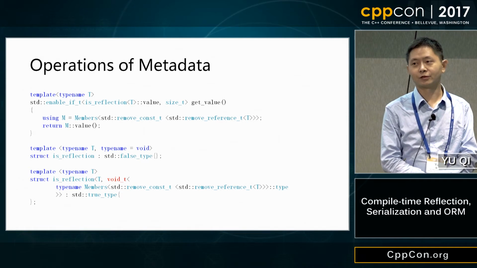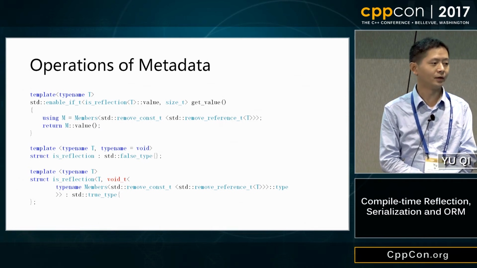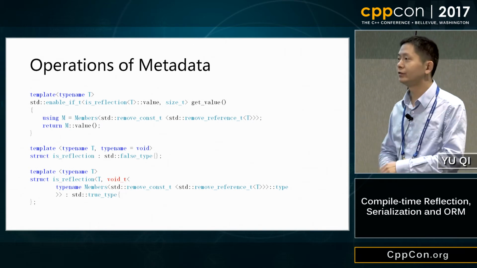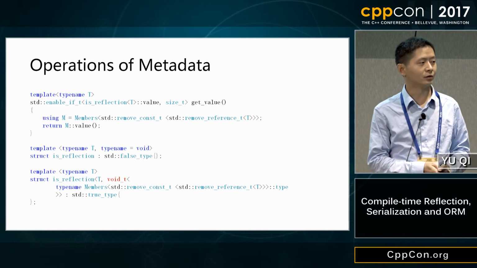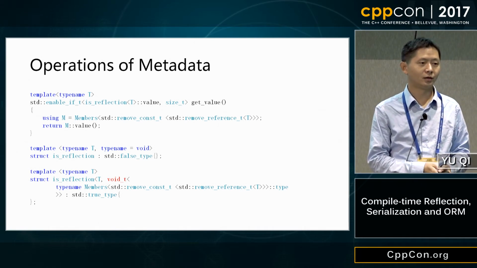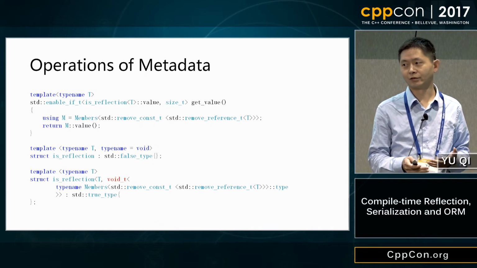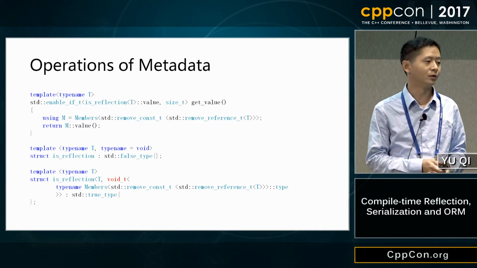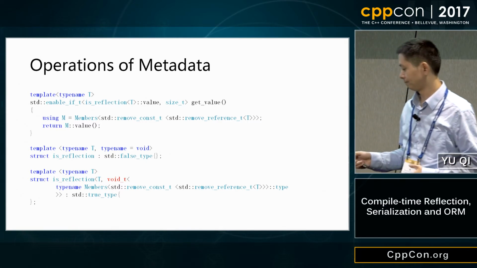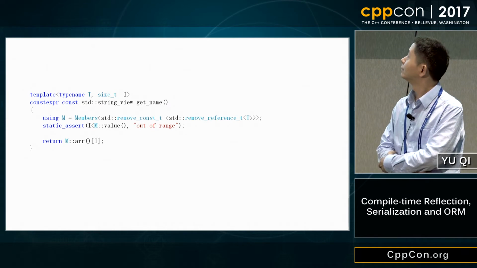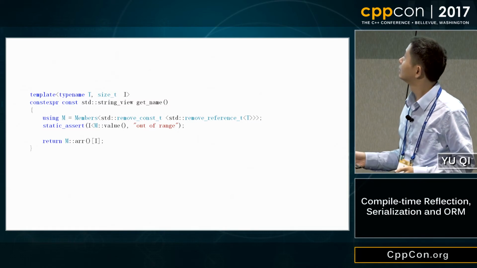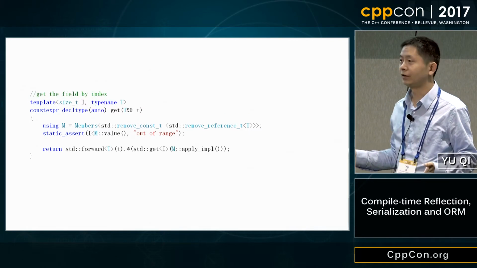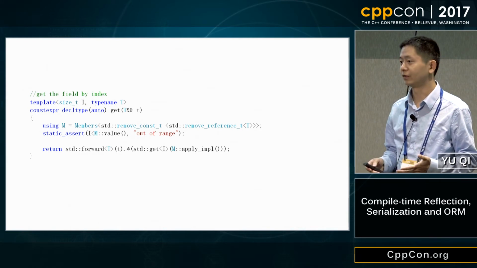Okay, let's look at the operations of metadata. Here, this function can return the field number. And we use a trait to check if the object is a reflected object or not. Here I use for t. And this function will get the field's name by index. And this, we can get the value by index. So the things become very simple.